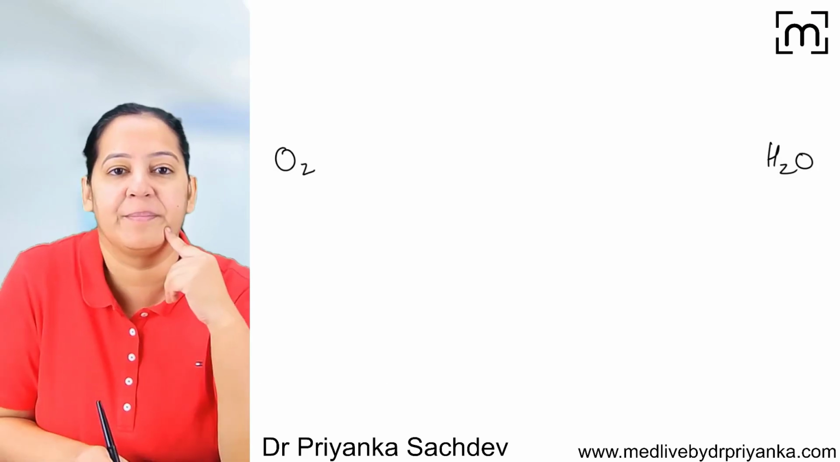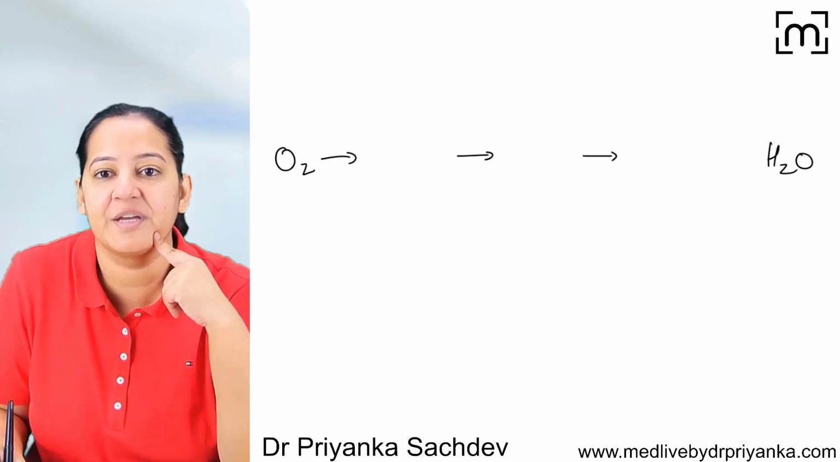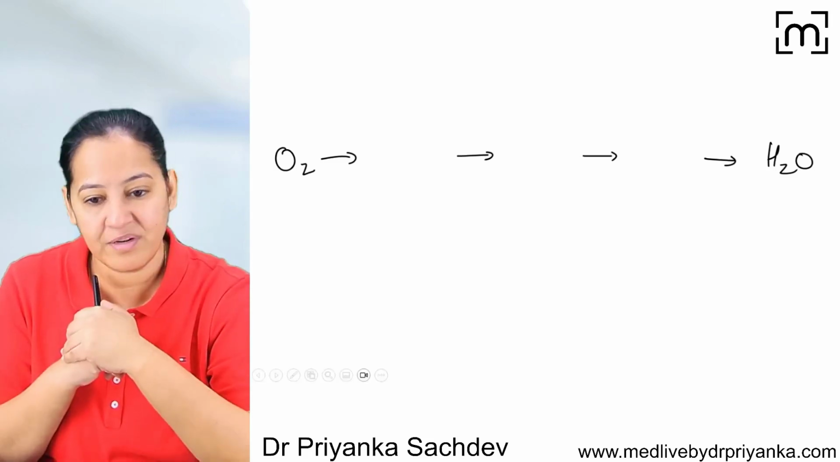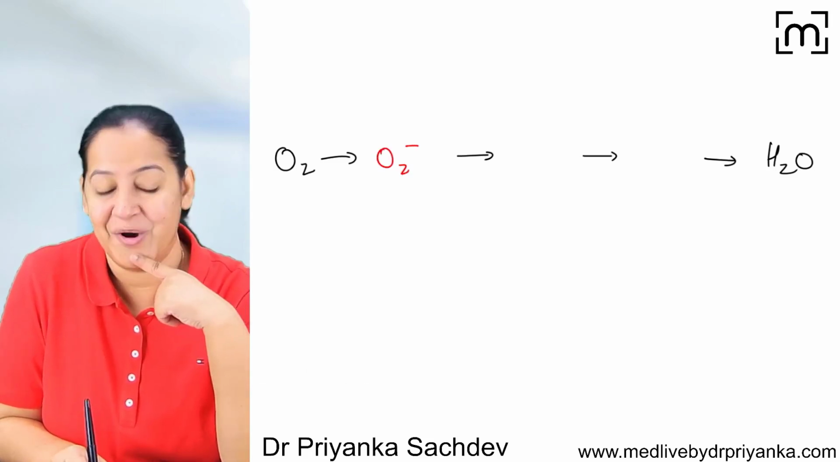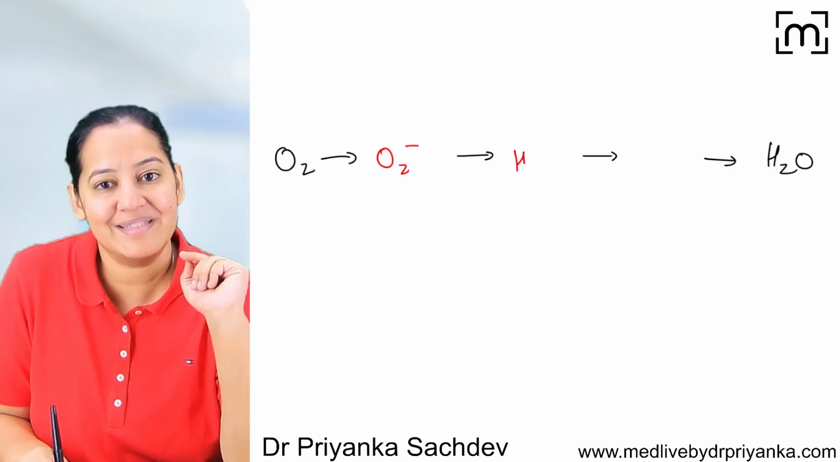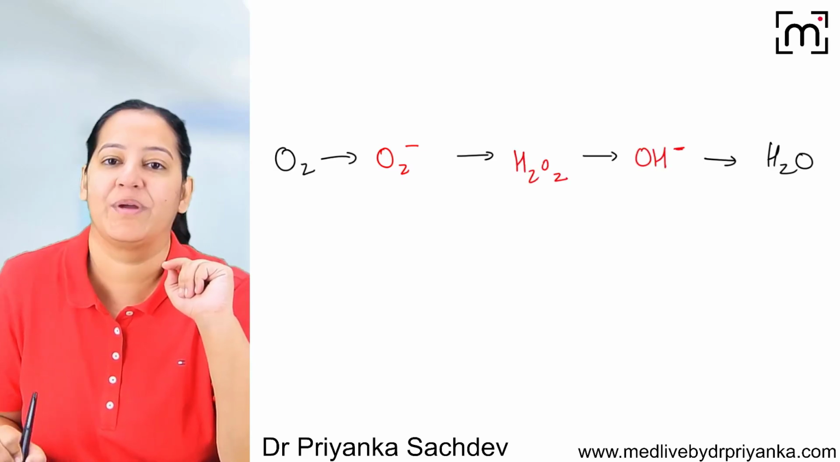But there are three intermediates. Intermediates are the free radicals. What are the three intermediates? You have to tell me the names. The first intermediate is superoxide, O2 negative. Second is hydrogen peroxide, H2O2. And third is hydroxyl ion, that is OH negative.